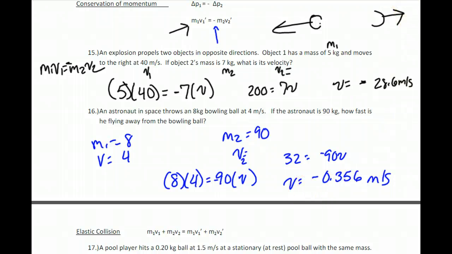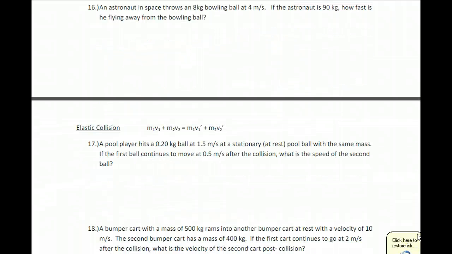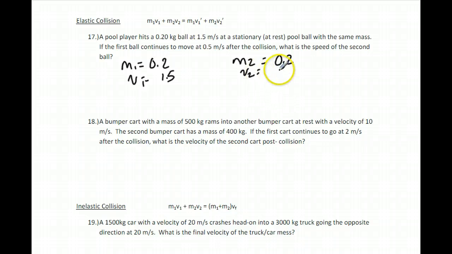Now, an elastic collision is a collision where all of the kinetic energy is going to be conserved. We're going to use this equation that we used today in class. Because we used that equation today in class, I'm not going to spend a lot of time on this first problem. So M1 equals 0.2, V1 equals 1.5, and it says it's going to hit a stationary pool ball that has the same mass. So that means M2 equals 0.2 and V2 is 0. Okay, so I've plugged in this part here.